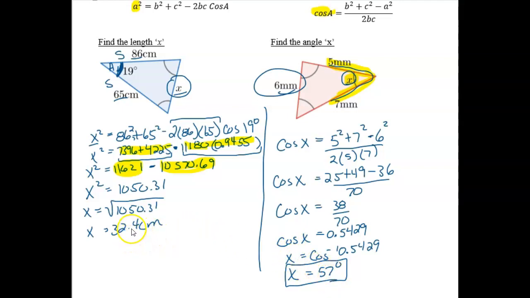Unless otherwise told, work your lengths out to 1 decimal. Unless it's stated differently in the question, and your angle should always be whole numbers, so to the nearest number.